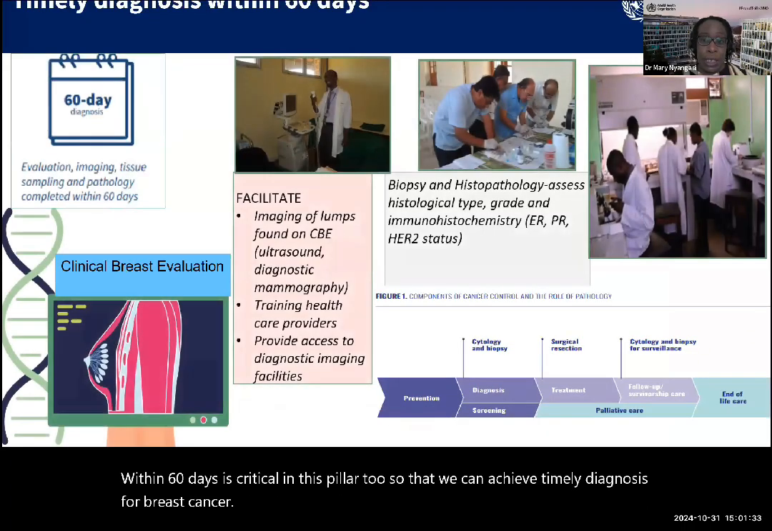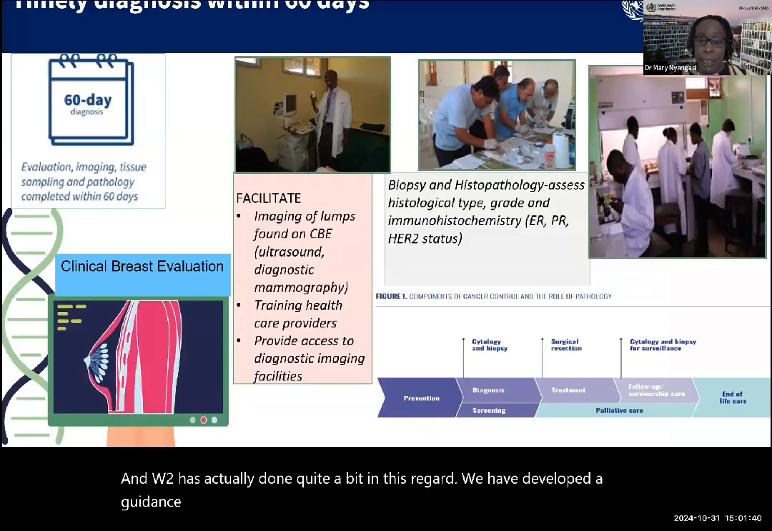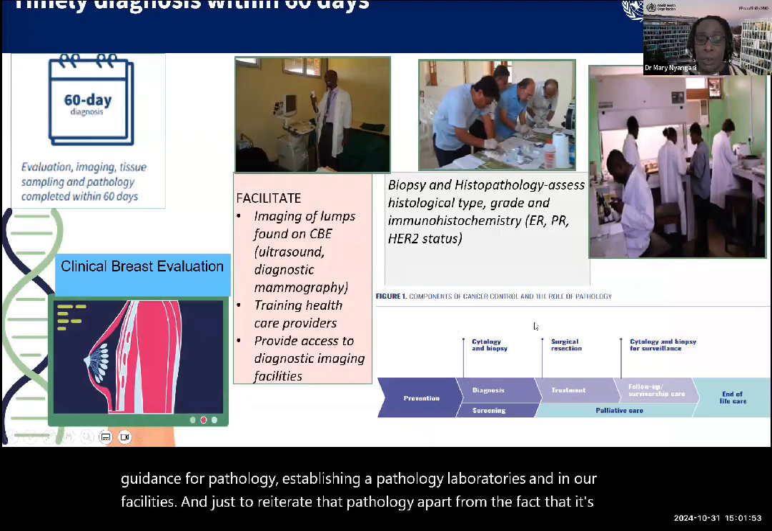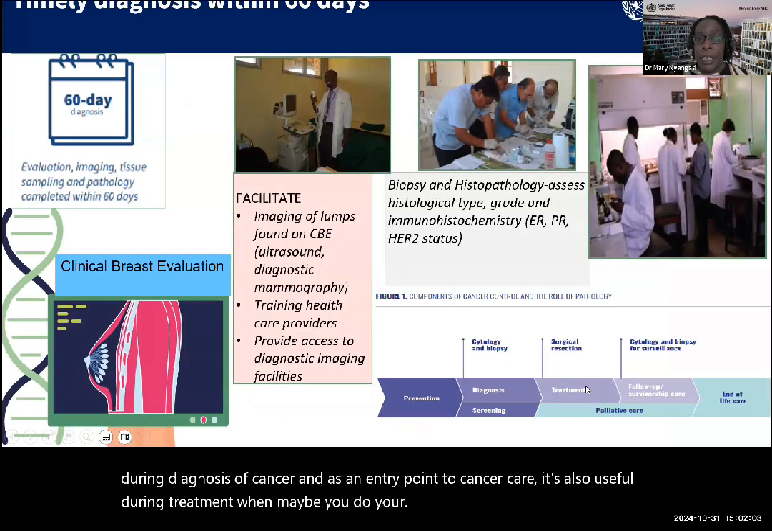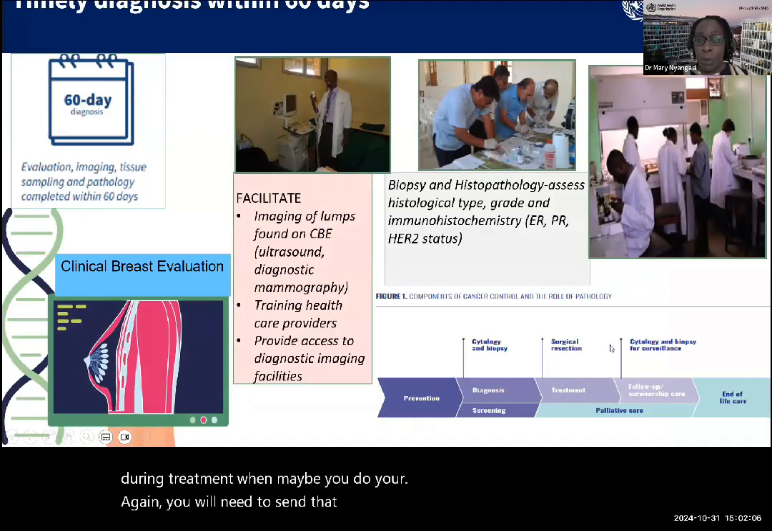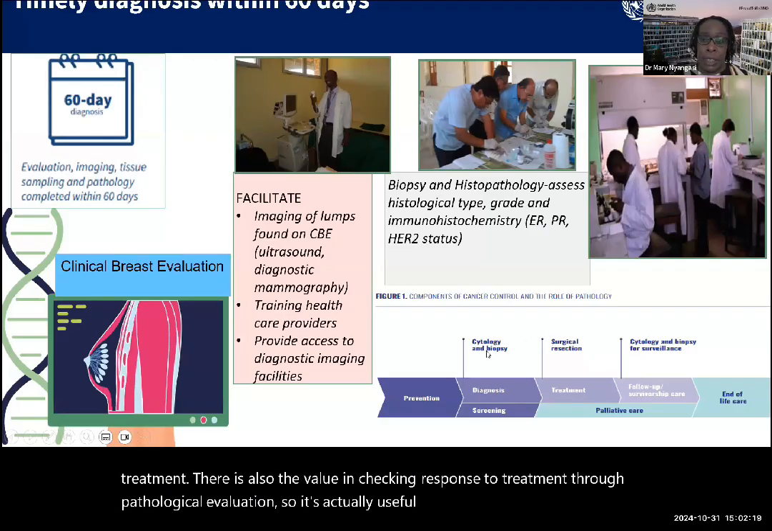And WHO has actually done quite a bit in this regard. We have developed guidance for pathology, on establishing pathology laboratories in our facilities. And just to reiterate, pathology, apart from being useful during diagnosis of cancer and as an entry point to cancer care, is also useful during treatment. When you do your surgery, you will need to send that sample for pathological assessment. And during treatment, there is also value in checking response to treatment through pathological evaluation. So it's actually useful beyond the diagnostic space.